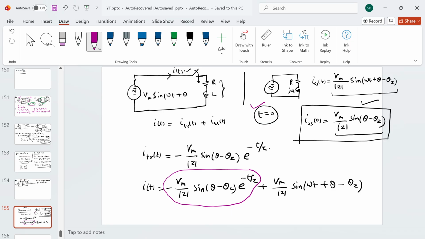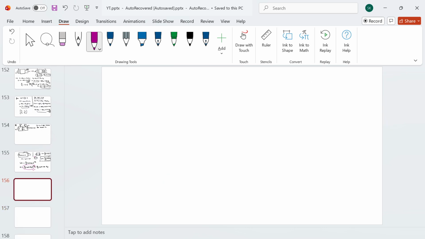That means this particular quantity has to be zero. That means theta, if you perform the switching action at any time instant, this is valid for t equal to zero only. But let's say I perform the switching action at any given time t equal to t naught.